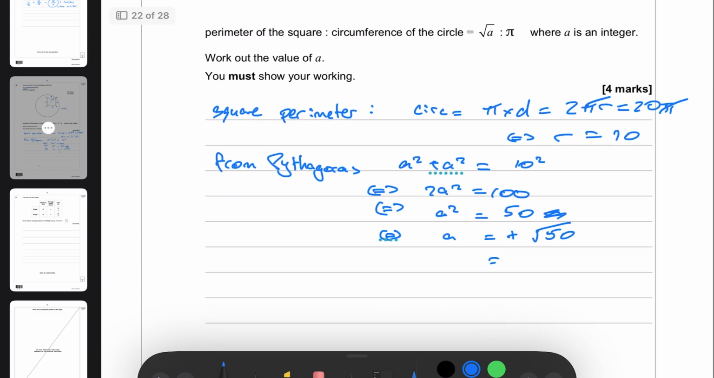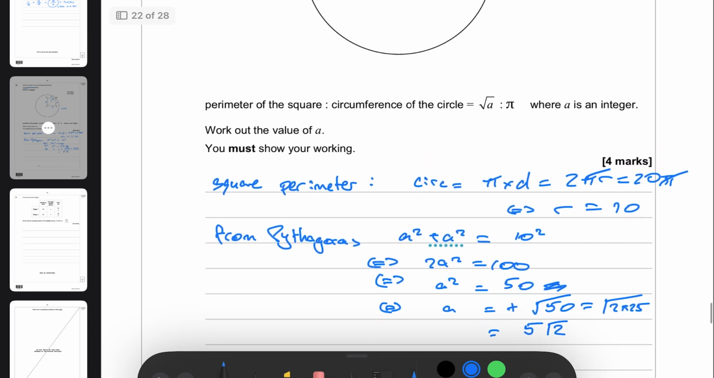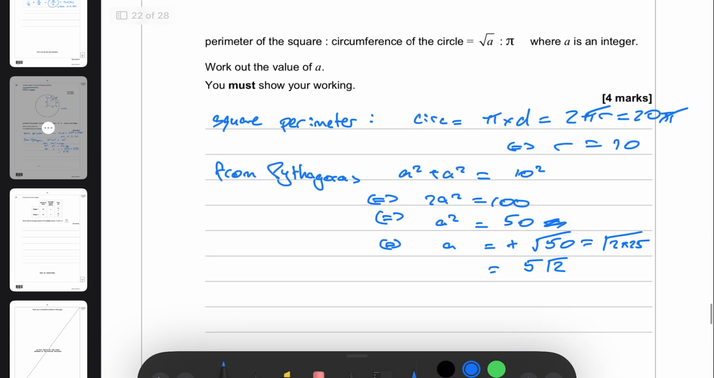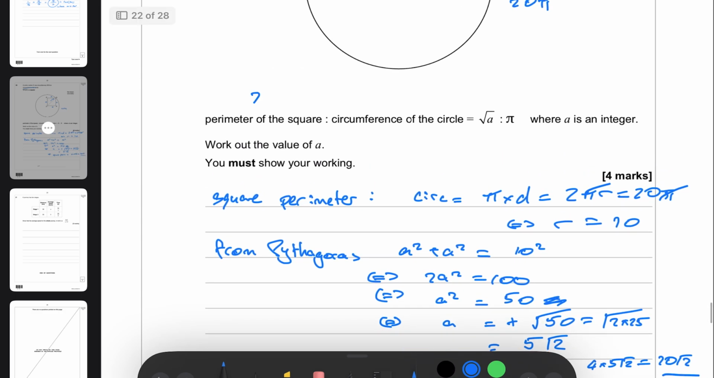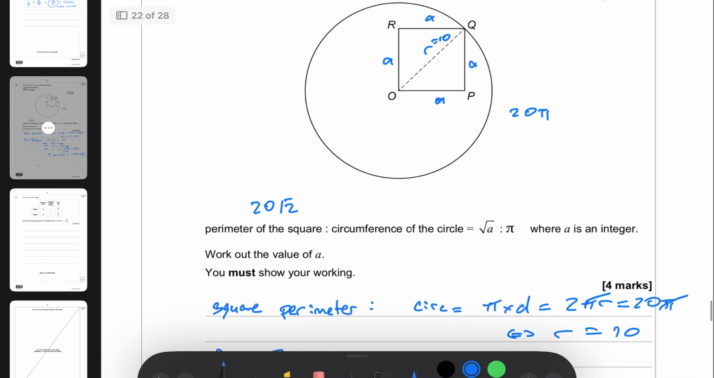If you know your surds, you know that this is 25 times 2, 5 root 2. So we know that a is equal to 5 root 2, which implies the square perimeter, let's just call it perim, is equal to 4 times 5 root 2, which is 20 root 2. So this is our square perimeter. And now we want the circumference of the circle.